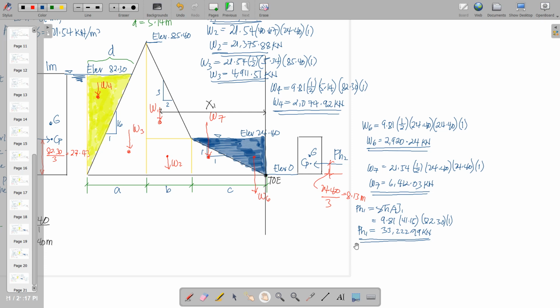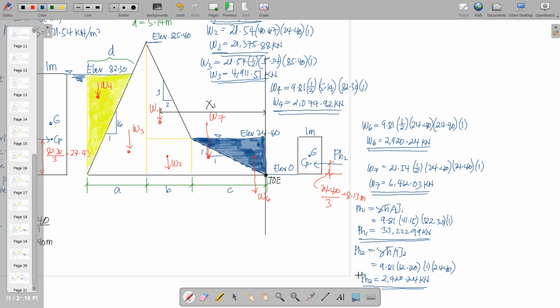for PH2, we have gamma H bar area of 2. We have 9.81 as the gamma. H bar is half of 24.4, that is 12.2, times the area, which is a 1 meter strip by 24.4. And then we have 2,920.24 kilonewton. It's the value for PH2.